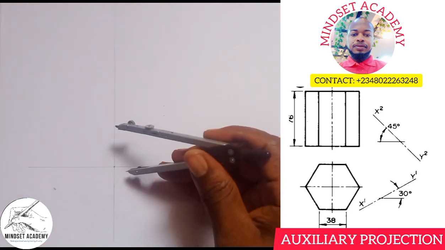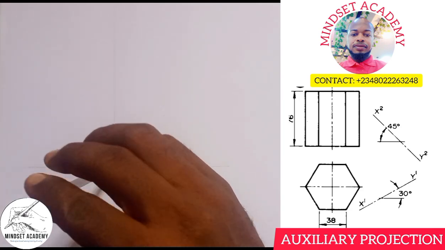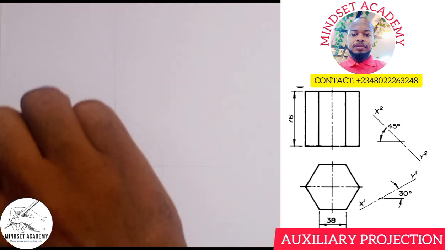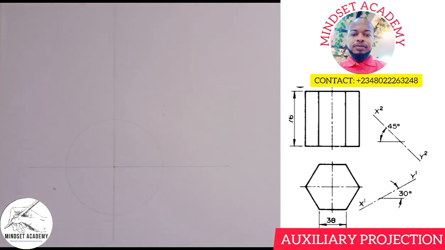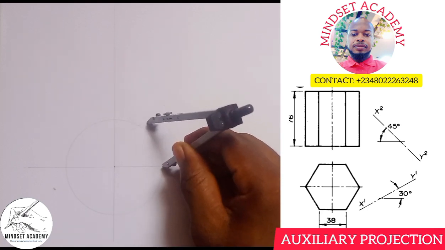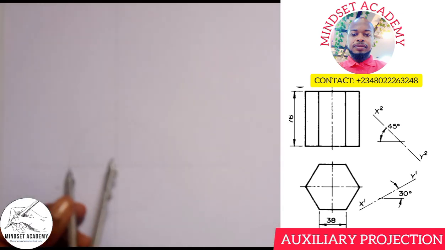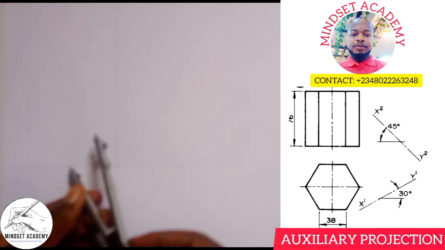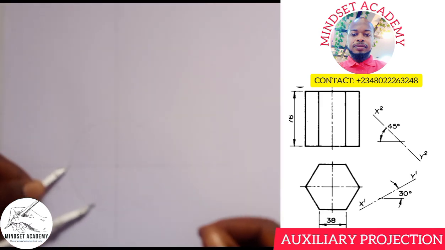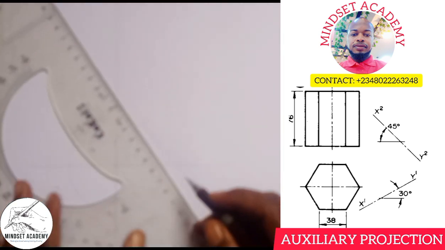I'll come straight down here and draw a circle. Hope you can see that. Now with the same measurement I used to draw the circle, I'll place it here, strike an arc, strike another arc. I'll come here also, strike an arc and strike another arc. So this is a method of constructing a hexagon across corners. You see what I'm trying to explain to you.